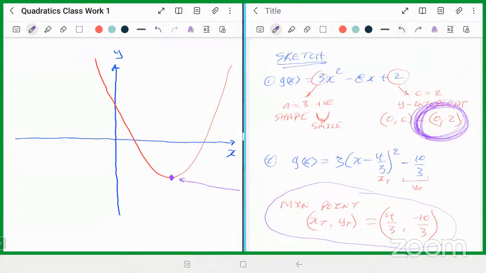So this point is coming right here, (xt, yt). So we can put that in: (4/3, -10/3). This point right here is (4/3, -10/3). That's a minimum point.